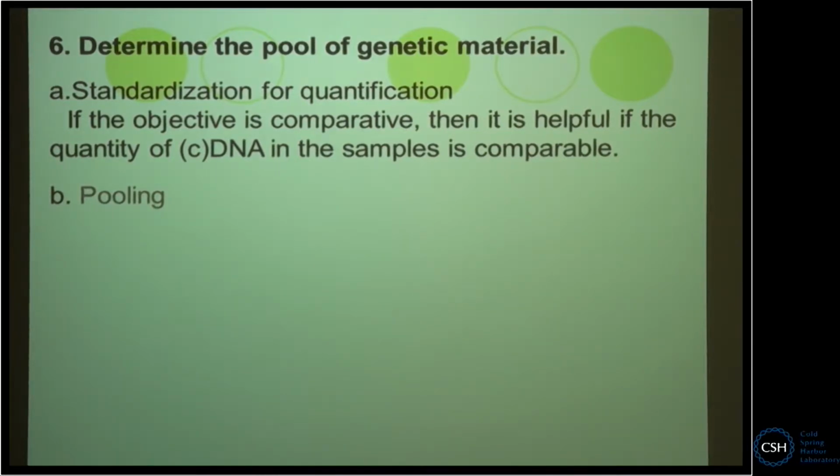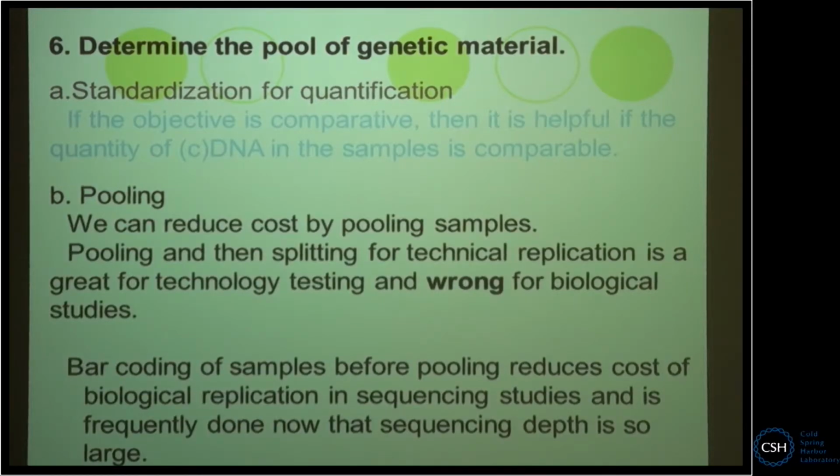Now the next thing is pooling. Sometimes we do need to pool samples, but pooling and splitting is a crazy thing to do. So you do as little pooling as possible, so you have as independent samples as possible. The great thing with sequencing is you can barcode and you can pool, but you can still identify the samples.